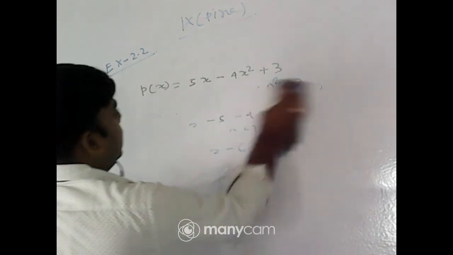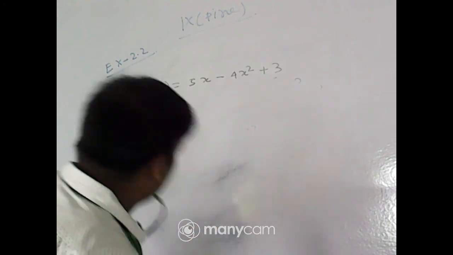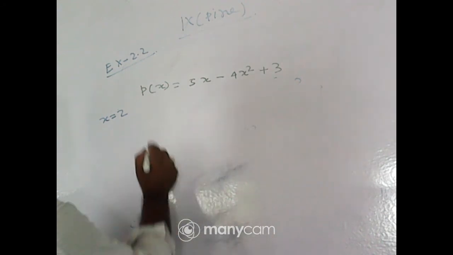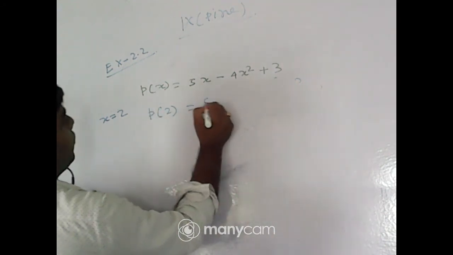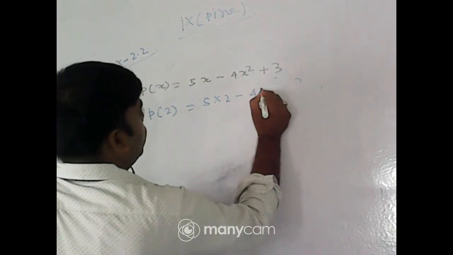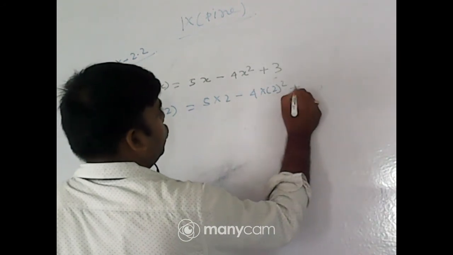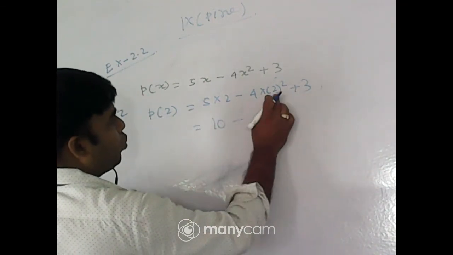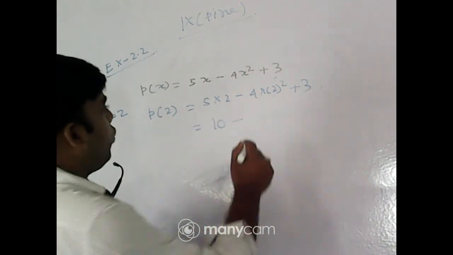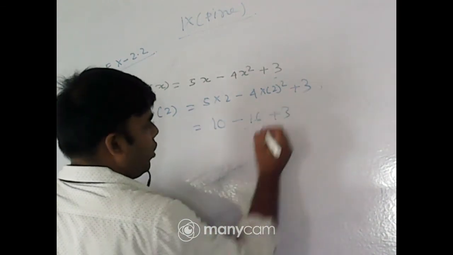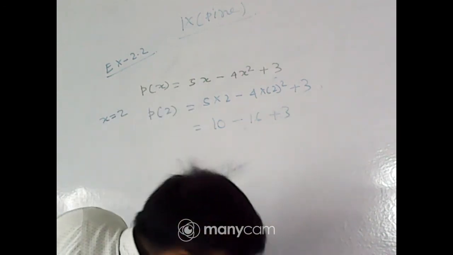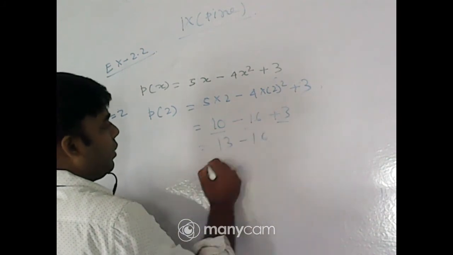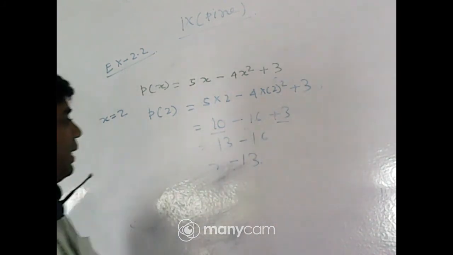And the last part, that is x equal to 2. p of 2, that is 5 into 2 minus 4 into 2 square plus 3. So 5 into 2 is 10, minus 4 into 2 square, 2 square means 4, 4 into 4 is 16, plus 3. So what will be the answer? Most of you answered minus 3. Yes, 10 plus 3 is 13, and minus 16, so minus 13 is the answer.